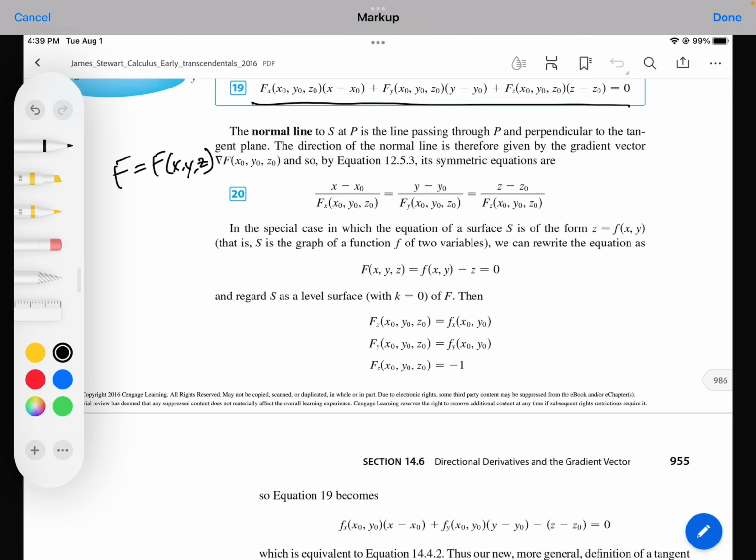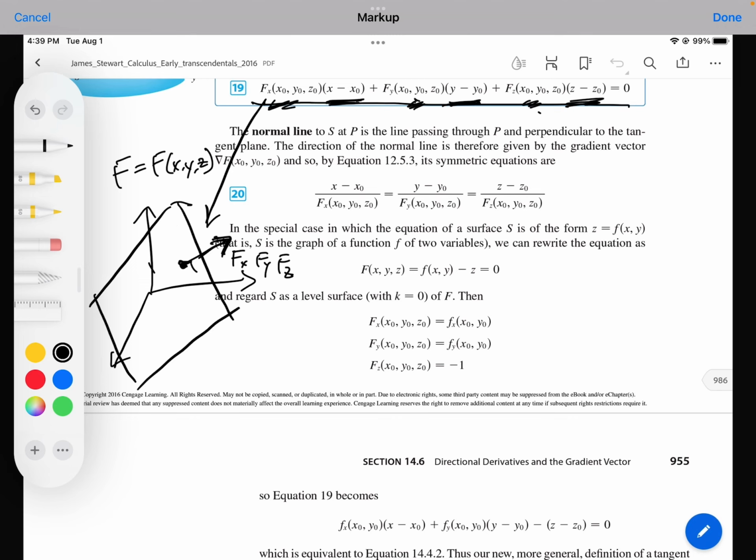And that kind of makes intuitive sense, right? Basically, if you have a slope like this, then that's your gradient vector, right? And then you have x minus x0, y minus y0, z minus z0. So what does that give you? Basically, that gives you a gradient vector in 3D space, right? Fx, Fy, Fz.